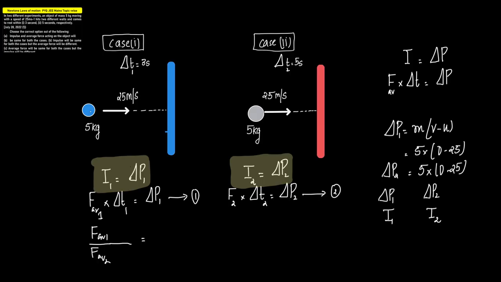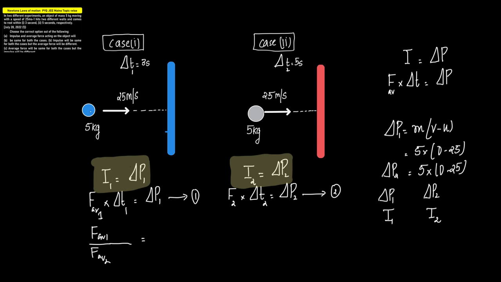So we have two cases here, case 1 and case 2. Case 1 is 5 kilogram mass. Case 2 is also 5 kilogram mass. Same velocity, right? Speed of 25 meter per second, hitting wall 1, hitting wall 2. Okay, first, let's try to solve the impulse part.